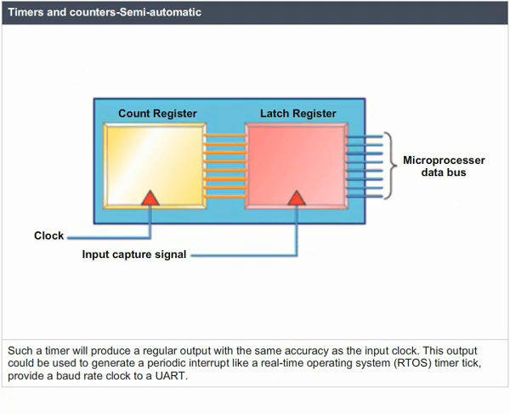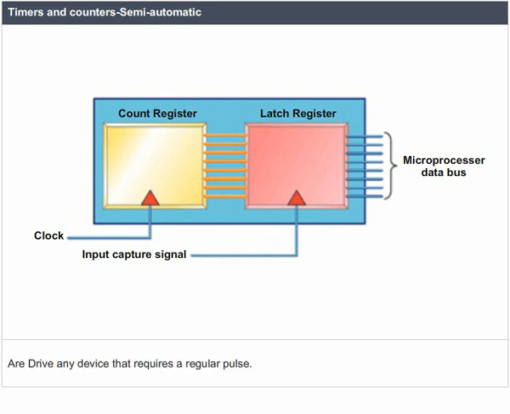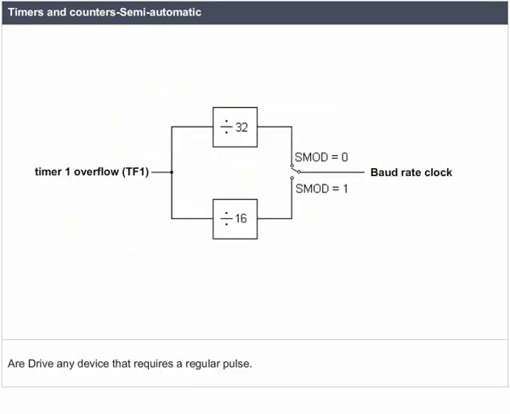Such a timer will produce a regular output with the same accuracy as the input clock. This output could be used to generate a periodic interrupt like a real-time operating system RTOS timer tick, provide a baud rate clock to a UART, or drive any device that requires a regular pulse.